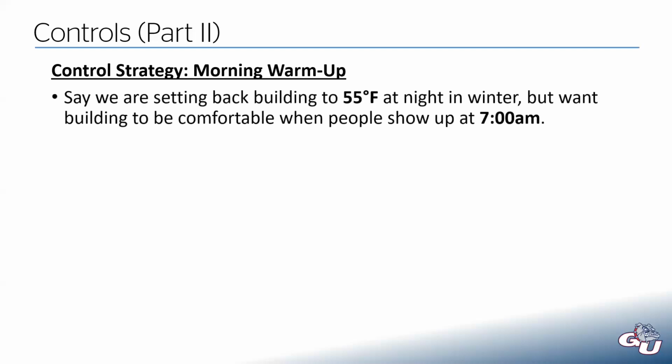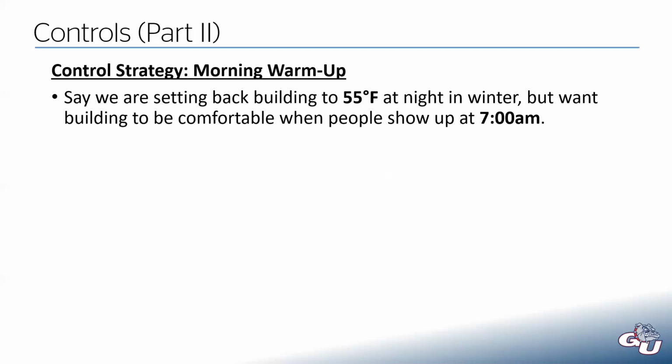We talked about last time about occupied and unoccupied space temperature set points and how, say, on nights and weekends in the winter, we'll allow our buildings to cool down, or in the summer, we'll allow them to warm up when nobody's in there. But let's say we're setting back our building to 55 degrees at night or on weekends in those winter months, but we need that building to be comfortable when people show up the next day at 7 in the morning.